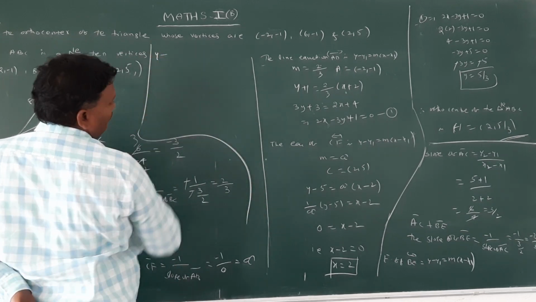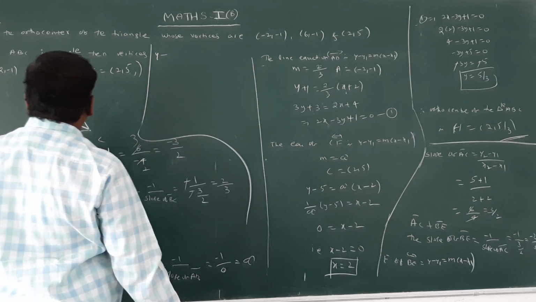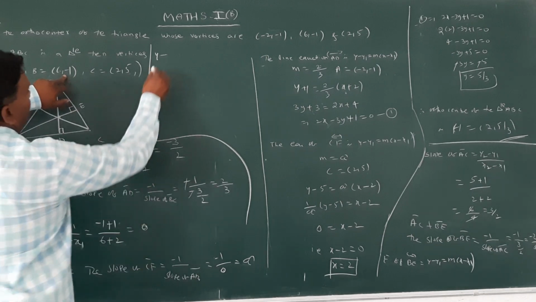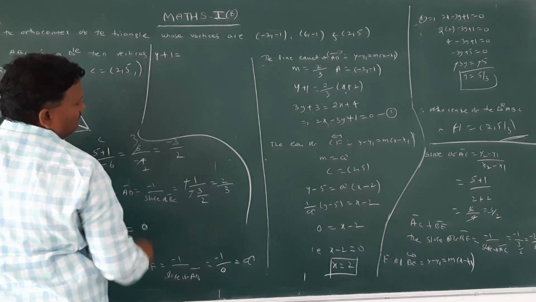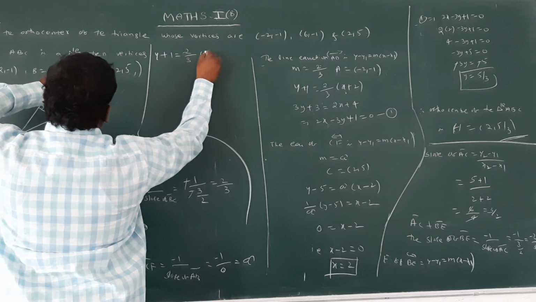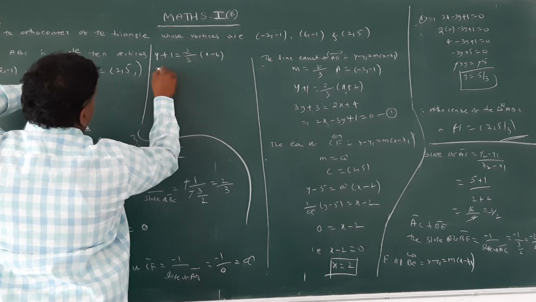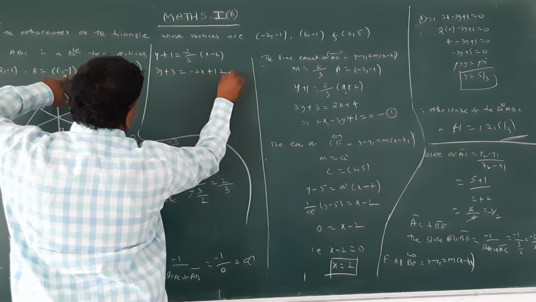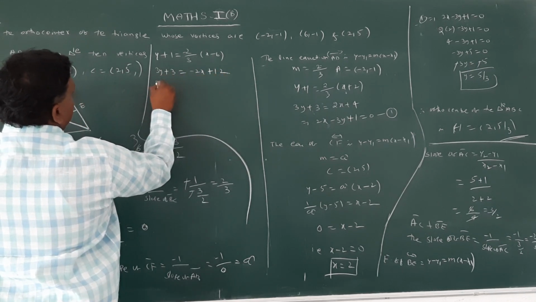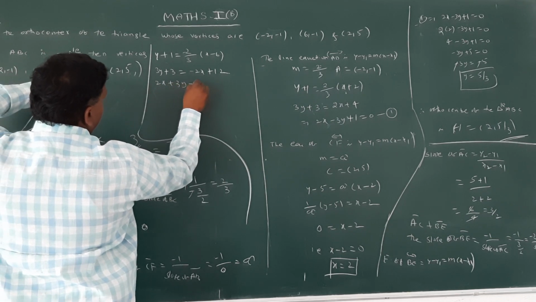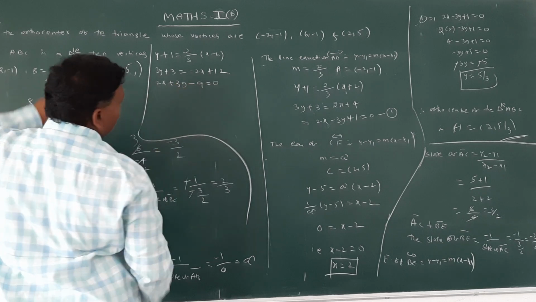Y minus, what is the B? What is the value of B? Y is equal to minus 1. Minus into minus plus, what is the M value? Minus 2 by 3 into x minus 6. 3y plus 3 is equal to minus 2x plus 12. Minus 2x left side to right side, 2x plus 3y minus 9 is equal to 0.